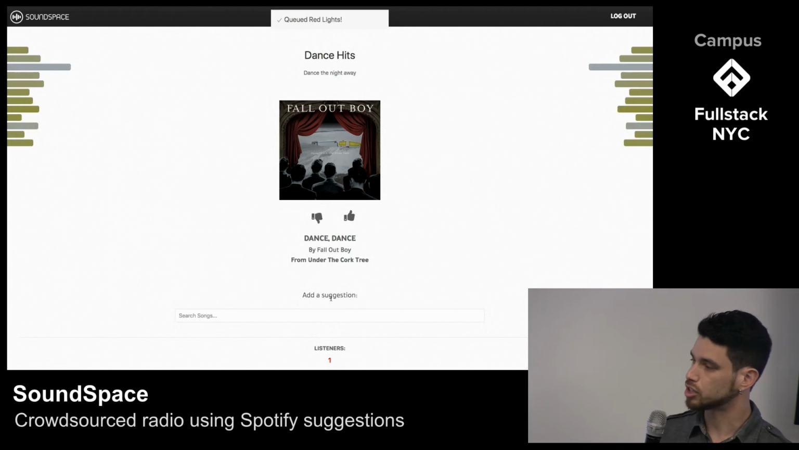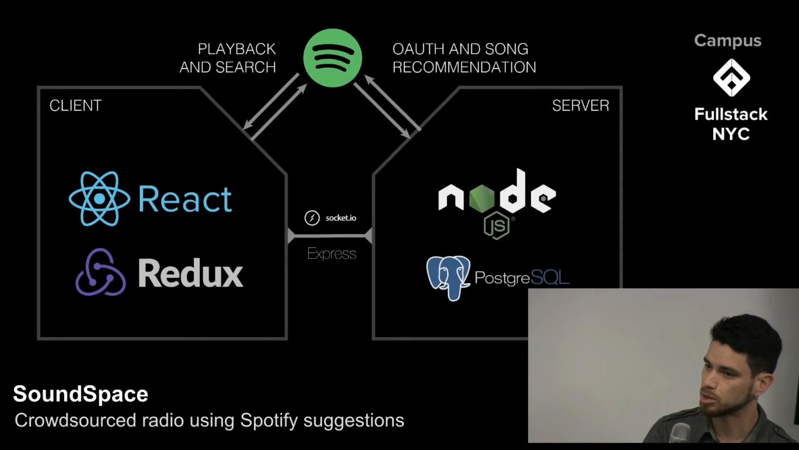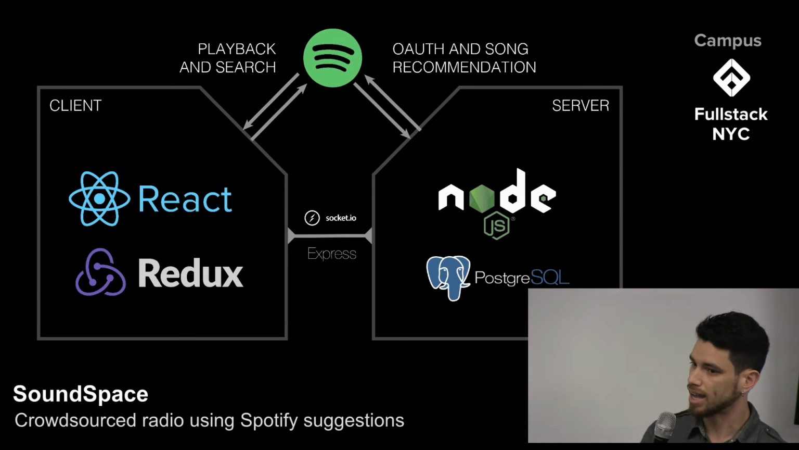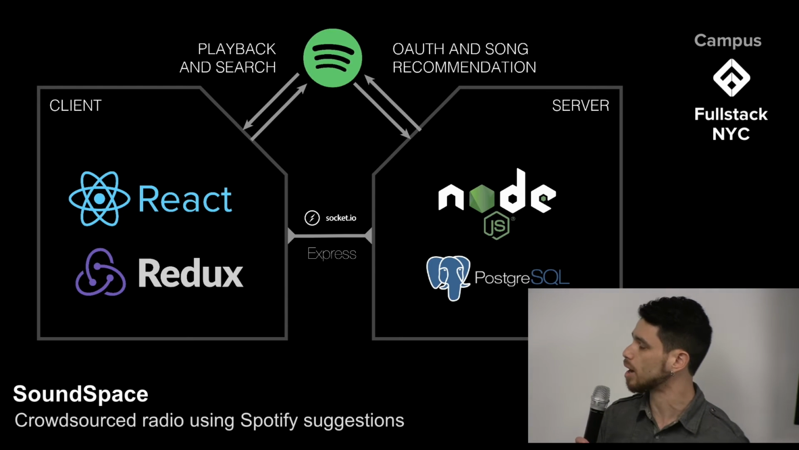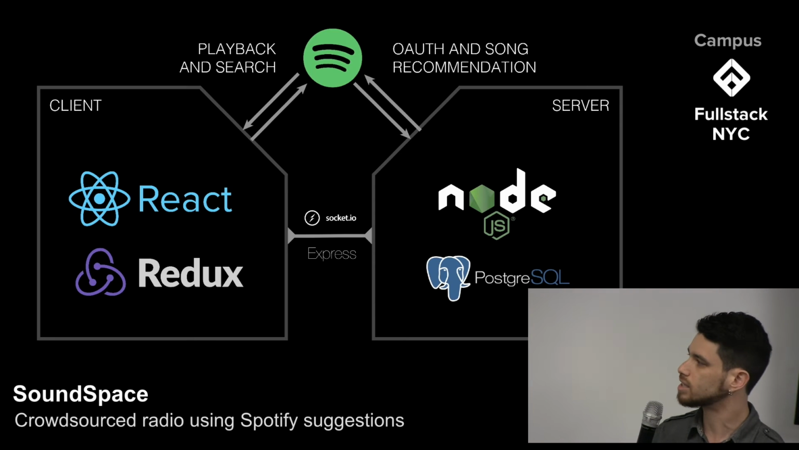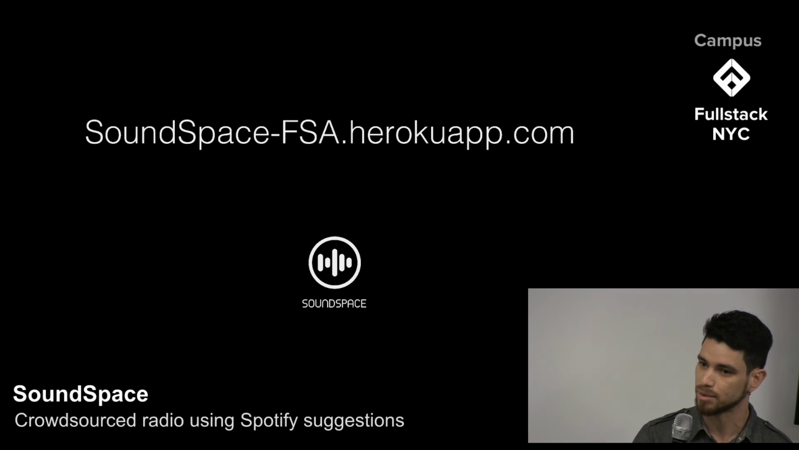To make all these features possible, the architecture of SoundSpace splits the load between the client and the server. The browser handles all of our streaming and search requests, while our node server connects with the Spotify API to manage a queue of songs for every channel. These decisions were made with an eye towards scalability.